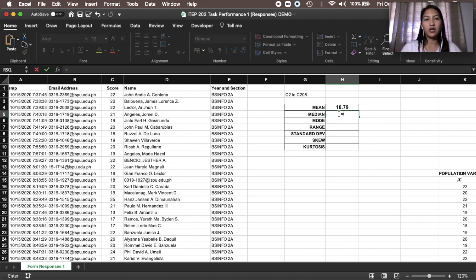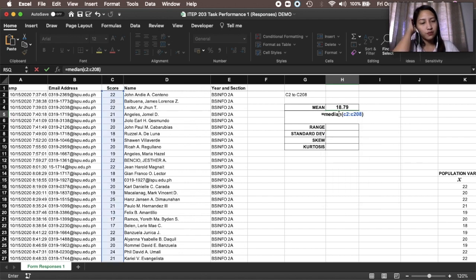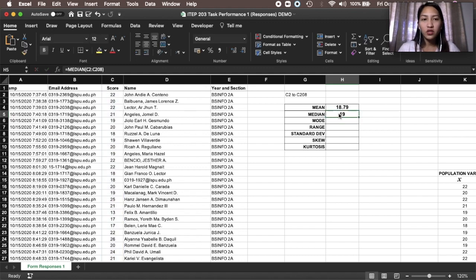For the median, ang kukunin mo lang na formula, or ang gagamitin mo lang na formula is MEDIAN. Tapos, yung range ng cell, which is C2 up to C208. So, ang i-return nito is 19. So, ibig sabihin yan, ang median ng lahat ng scores ninyo, kapag in-arrange ko siya in ascending order, yung pinakagitna, yun yung median.